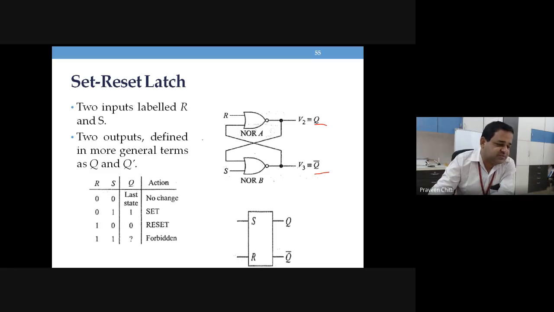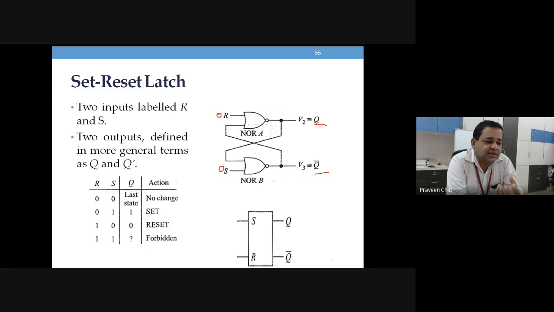Now the first case, whatever is explained there in the video, I am explaining again. When R is 0, S is 0, what happens to the flip-flop? Can anybody tell me? When R is 0, S is 0, can you decide the output of the NOR gate when one of the inputs of the NOR gate is 0? Definitely the answer is no.